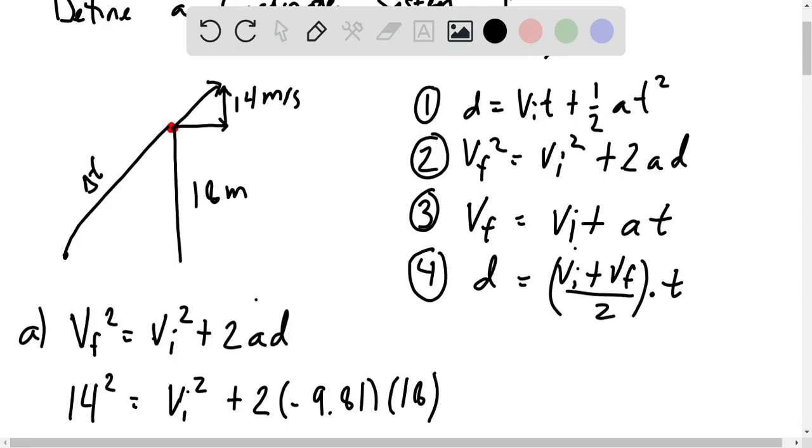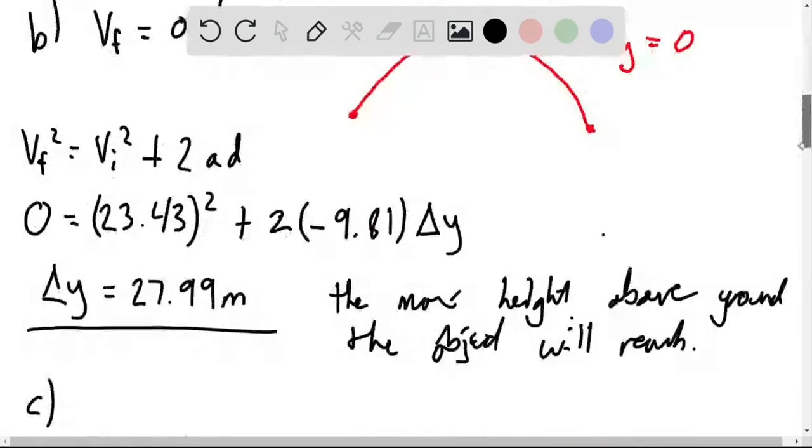And so from our kinematics equations, we can see that since we know VI and since we know VF, which is 14 meters per second, VI we determined in part A. A is the acceleration due to gravity in the vertical direction, and T is what we wish to find. We see that equation 3 will be most useful. So VF equals VI plus AT.